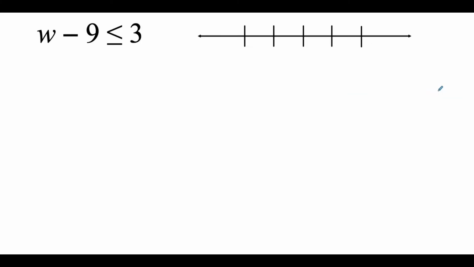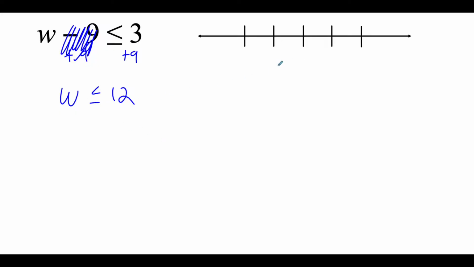Now, as we take a look at this one, we've got w minus 9 is less than or equal to 3. So again, we want to think about doing opposite operations to try to get our variable alone. So right now I see w minus 9. In order to get rid of minus 9, what we're going to have to do is add 9 on both sides of our inequality. So on the left-hand side, the minus 9 and the plus 9 cancel each other out. So we get w is less than or equal to 12.